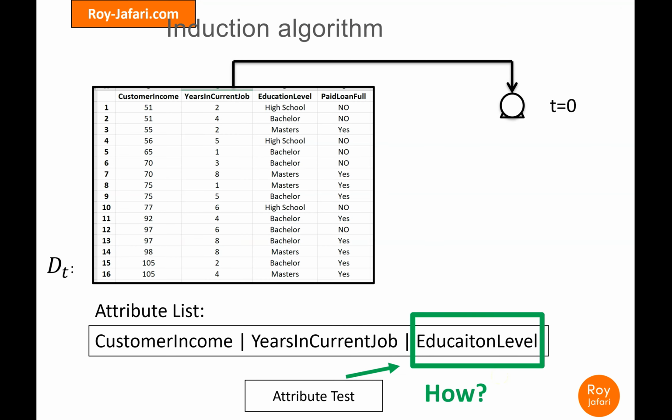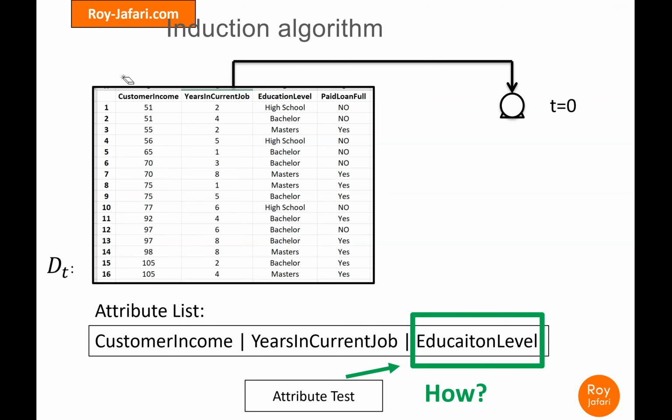Now let's discuss how we came to education level. All we did here was to calculate the possible purity each of these three attributes could bestow on us, right? And since education level was able to create more purity, or diffuse more impurity, or get rid of more impurity, therefore we choose education level. So that's all there is to it.